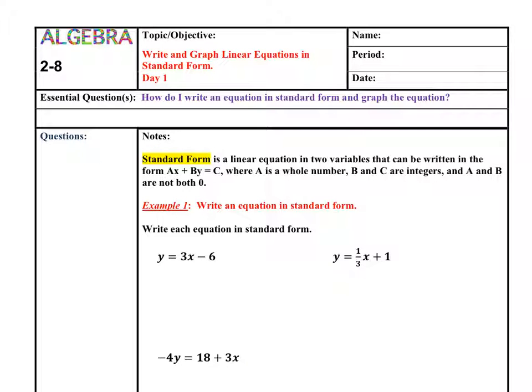Standard form. Your least helpful form of linear equation. We'll spend 2 days on it because it's a little confusing. Standard form is a linear equation in 2 variables, so we're still just talking about x and y, where x has a power of 1.